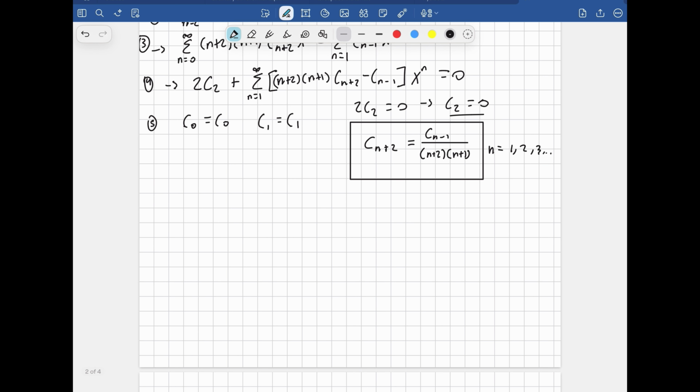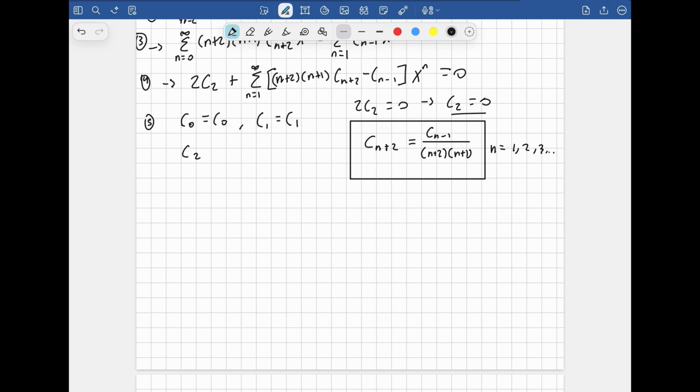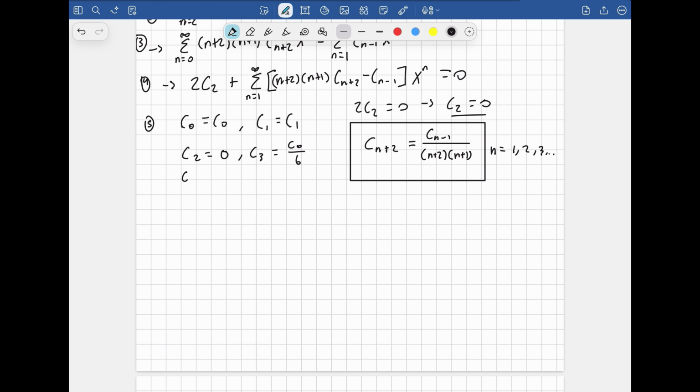All right. Now we can start gathering our coefficients. We already solved for c2, so we can see that c2 equals 0. c3 ends up being c0 over 6. c4 equals c1 over 12. c5 equals 0. c6 equals c0 over 180. c7 equals c1 over 504. c8 equals 0, etc.